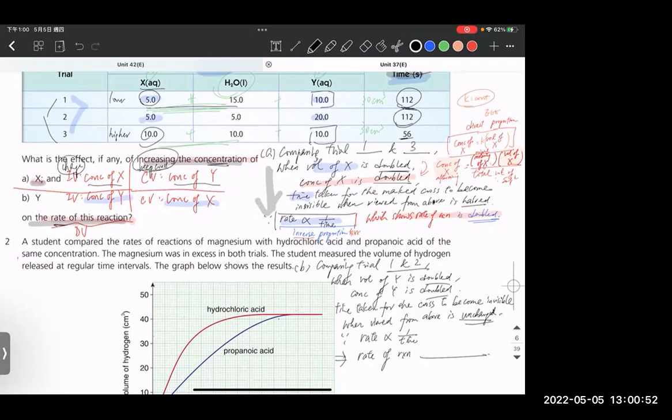Remains unchanged. Yes, it's also the same. Okay, remains unchanged. So what is the mathematical relationship between the two, concentration of Y and rate? You haven't told anything yet, right? Concentration of Y changes. How about the rate of reaction? It tells you no change. So what is the relationship between the two?